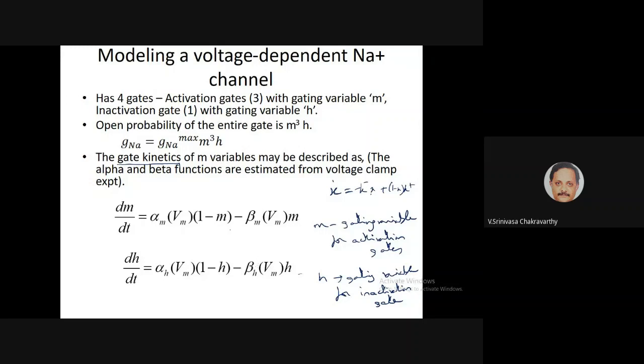So we need to find out these functions. Just as k plus and k minus are functions of Vm, here we use the notation alphas and betas. For M, you have 2 functions, alpha m and beta m. For H, you have 2 functions, alpha h and beta h. They are all functions of voltage.